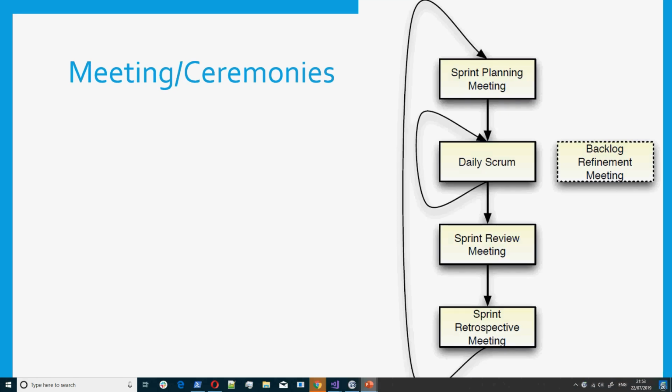So now in Agile, let's talk about meetings. Meetings, which can also be called ceremonies. There are four meetings or ceremonies that are so important in Agile. You have the sprint planning meeting, the daily stand-up, the sprint review meeting, and the sprint retrospective meeting. And there's another one at the right-hand side, which is the backlog refinement meeting.